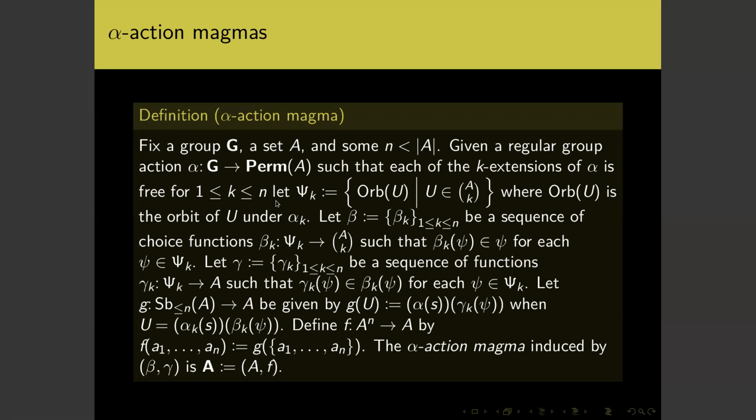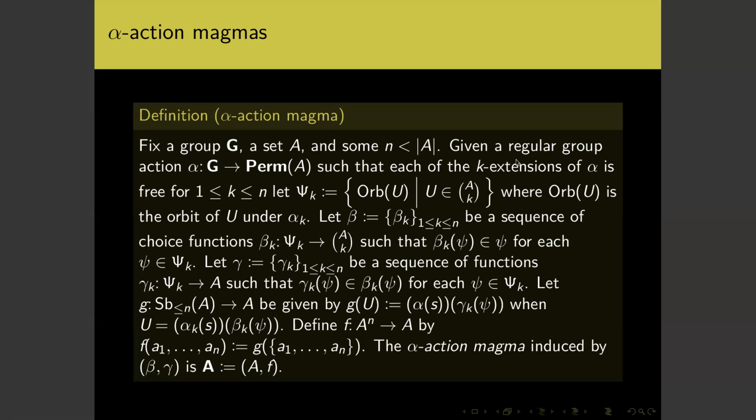If we have such a nice group action on a set, we're going to choose representatives for each of the orbits of k-subsets under the action of the group. Then for each of those representatives, we're going to choose an element, and that's what those gamma_k of psi are. And then we can, from that, define this map, which takes subsets of at most n things in A to things in A, and use that to produce an n-ary operation in the manner described here. All of this is basically exactly what I just did with the left addition action of Z mod 5 on itself.